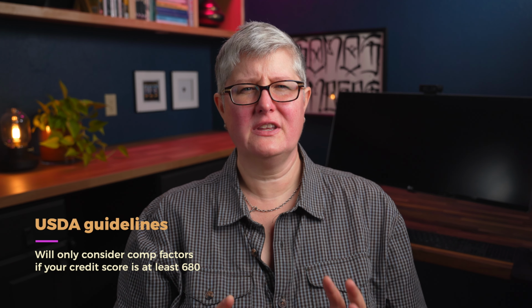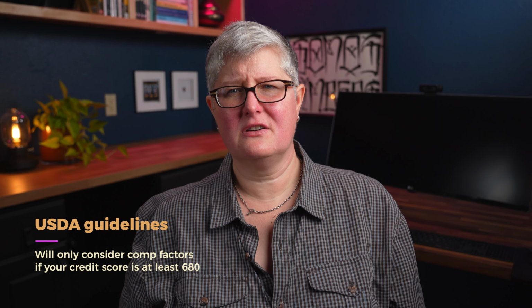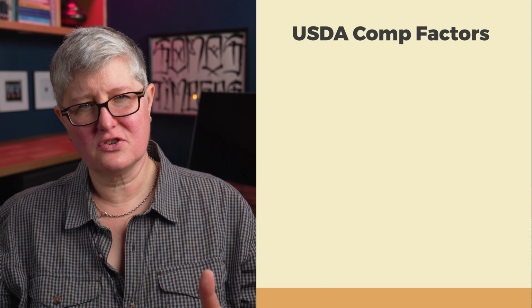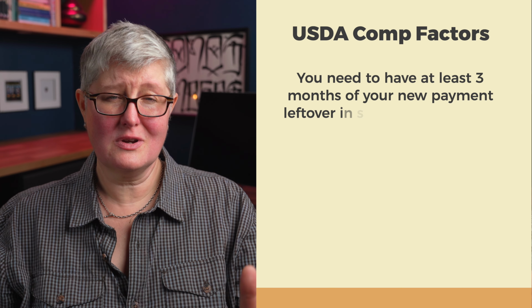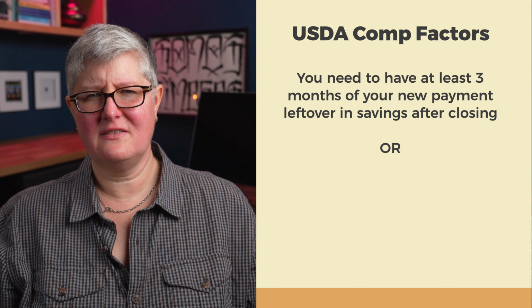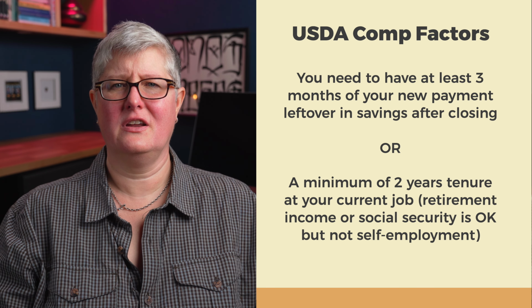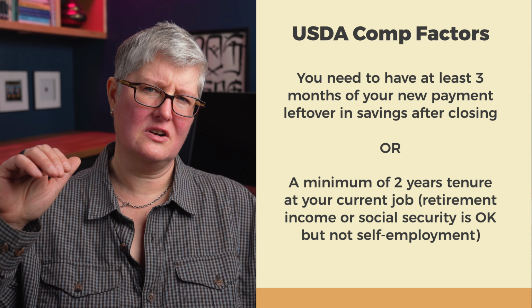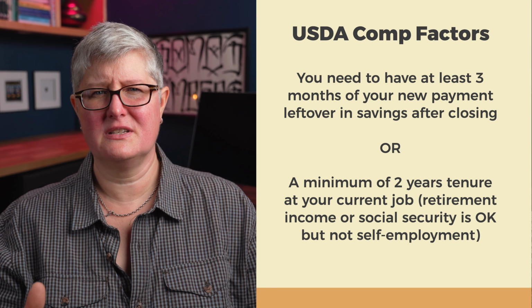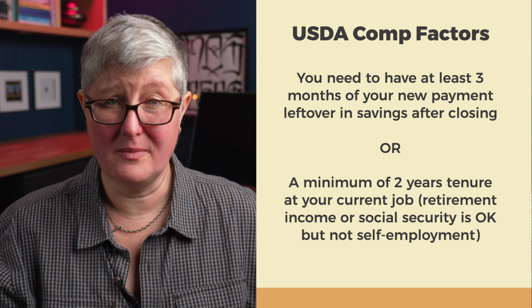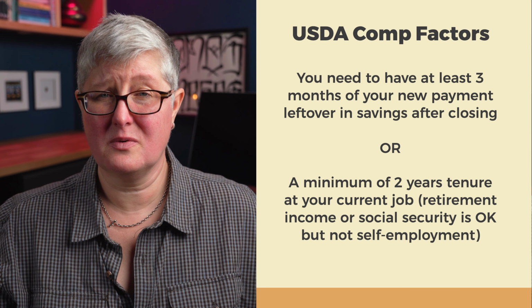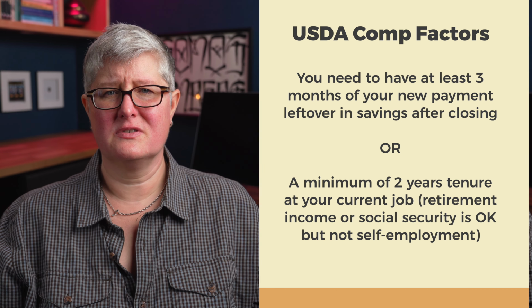But true to form, the guidelines for USDA will actually only let us start talking about or consider compensating factors if you have a credit score that's at least 680, and then their list of comp factors is really specific and really short. You either need to have at least 3 months of your new mortgage payment left over in savings after closing, or a minimum of 2 years tenure at your current job. They will let us use 2 years of retirement or Social Security income as a comp factor, but we can't count self-employment. You could be self-employed for 20 years instead of 2, and that isn't one of those comp factors.